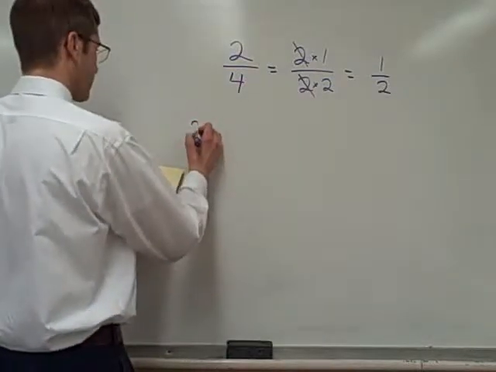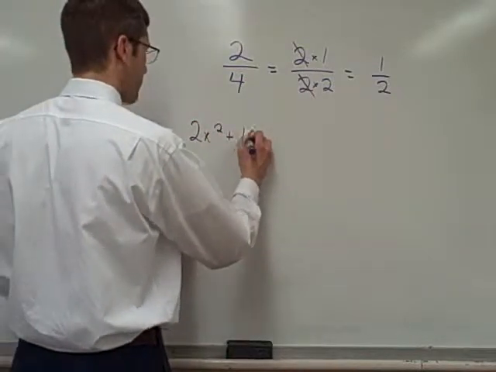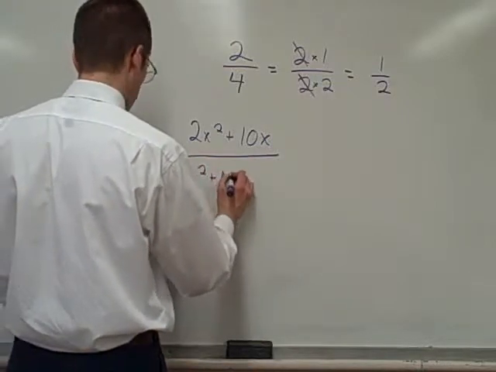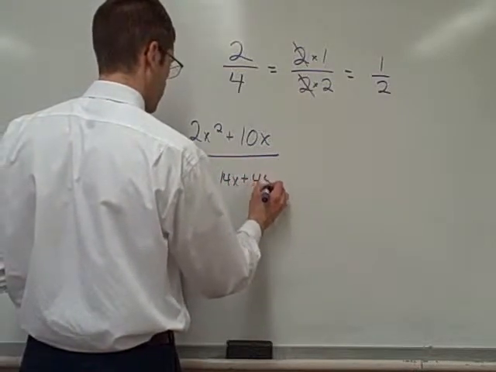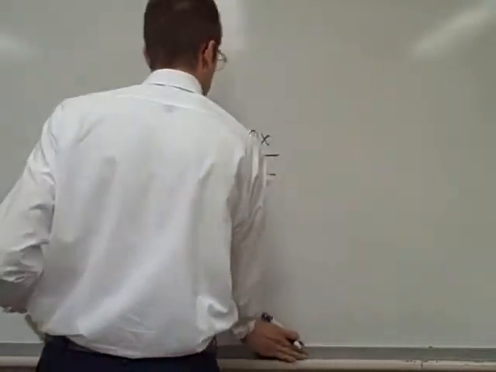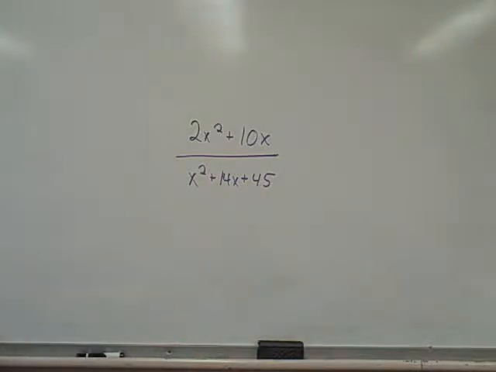So here's my number 7. My number 7 says 2x squared plus 10x divided by x squared plus 14x plus 45. Oh, what's that? I have to factor it. Before I can do anything else, I have to factor it.